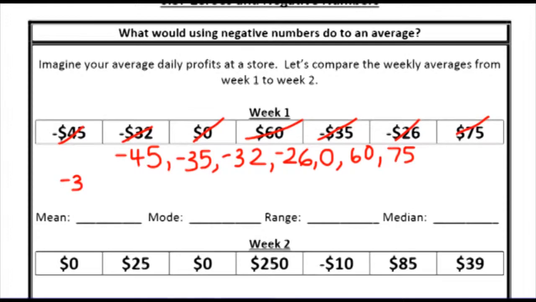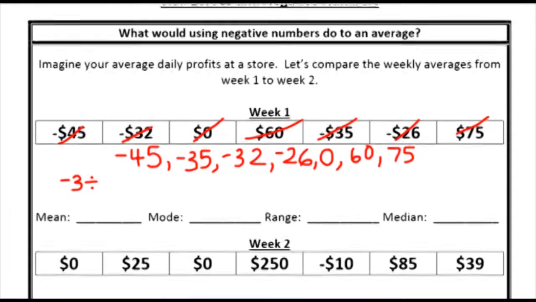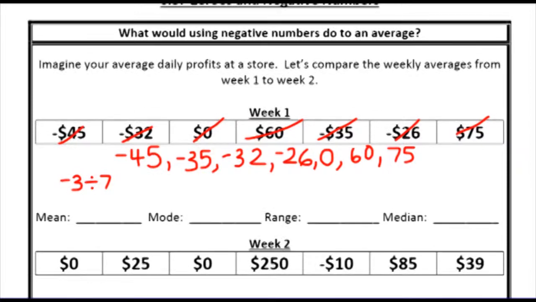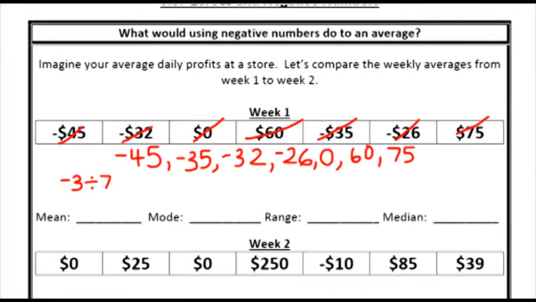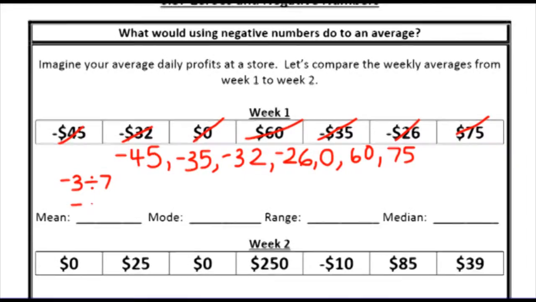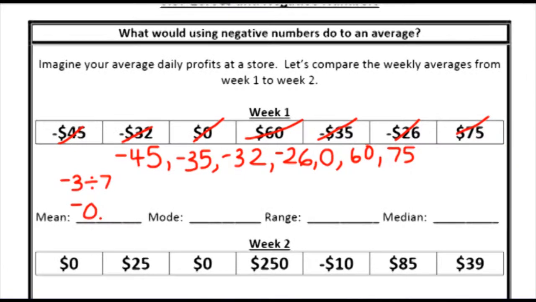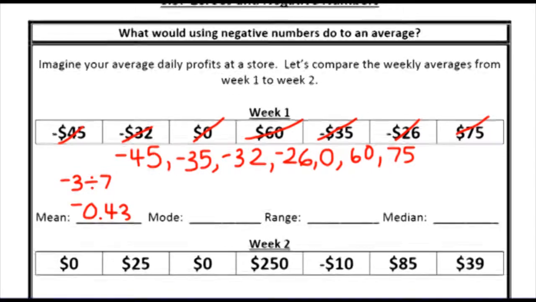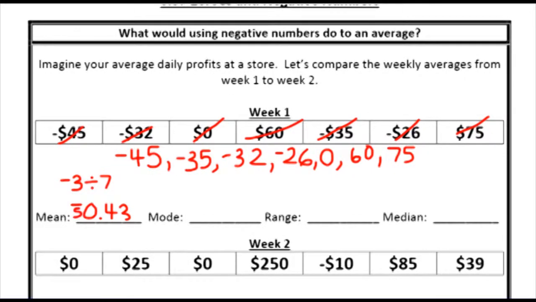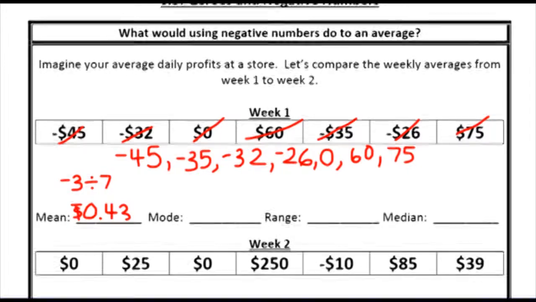I just said that there were 7 values. So negative 3 divided by 7, this is all calculator moments right here. You should get negative 0.43. Now this is a word problem, so we need to make sure that I put a dollar sign on there. Negative 43 cents.